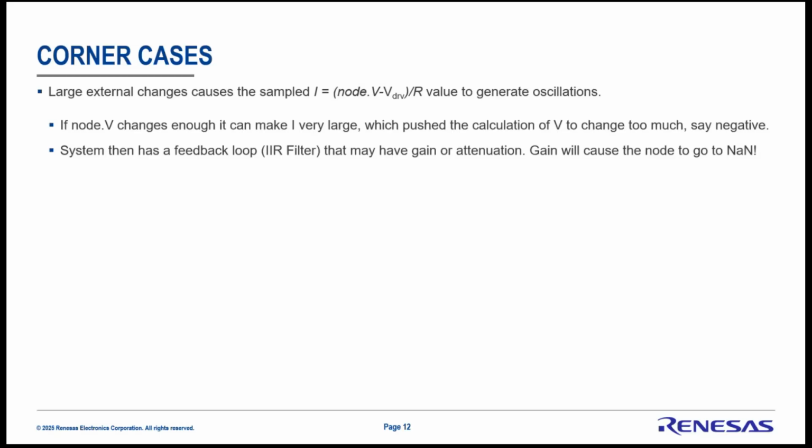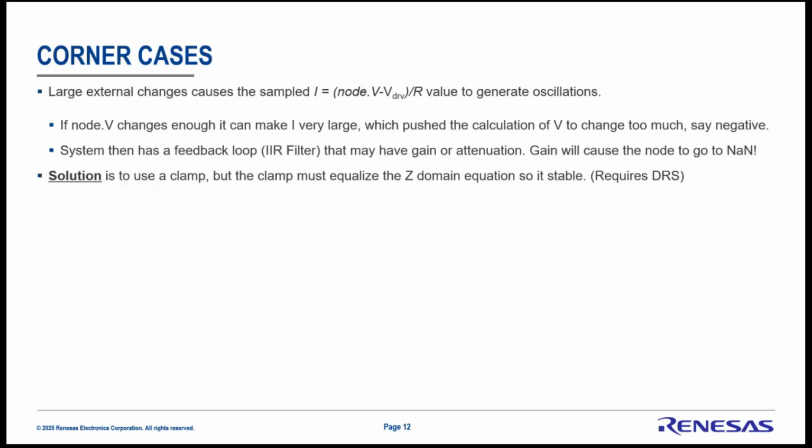So you then end up with a cap voltage going too high, then too low, and if you're unlucky, which I always seem to be, it then oscillates and then goes to not a number. So you need to put some clamping in.